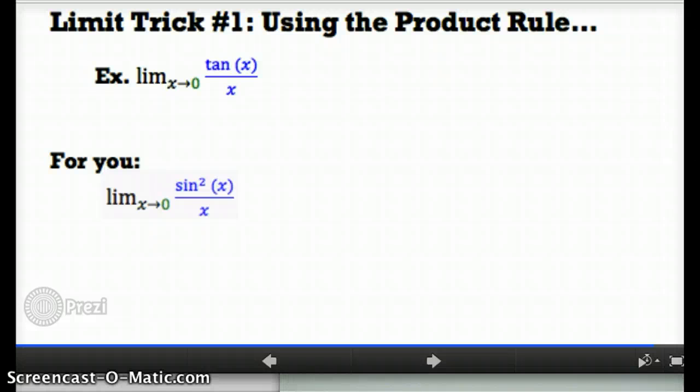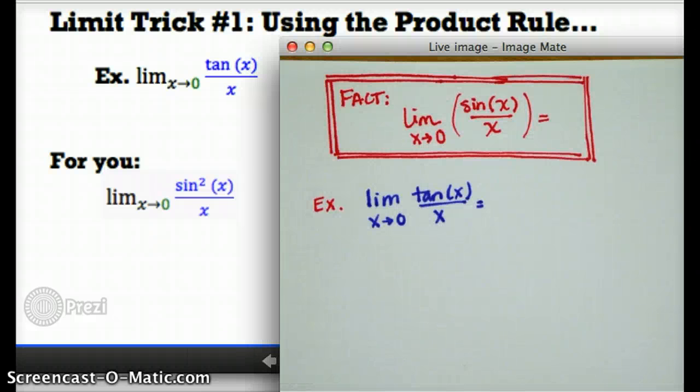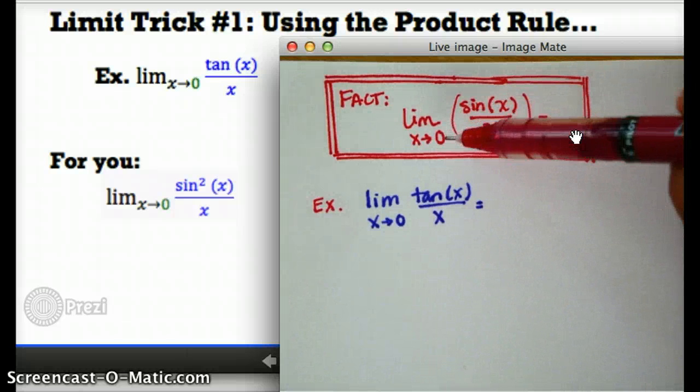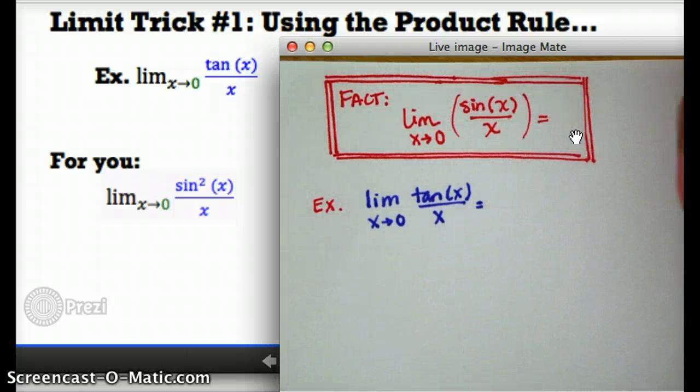The first trick is to use the product rule in a sneaky way. Remember, the product rule means if you can rewrite the inside of your limit as a product of 2 things that you understand, then you can find the limit easily. In order to solve this limit, we're going to need to know this fact. This is not something that we've been over before, but it's a fact. You can take it as sure, and I'll motivate it a little better in class. The fact is that the limit as x approaches 0 of sine of x over x equals 1.